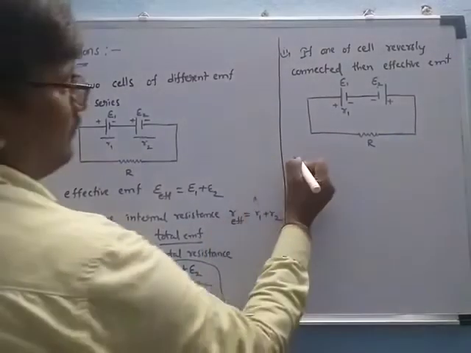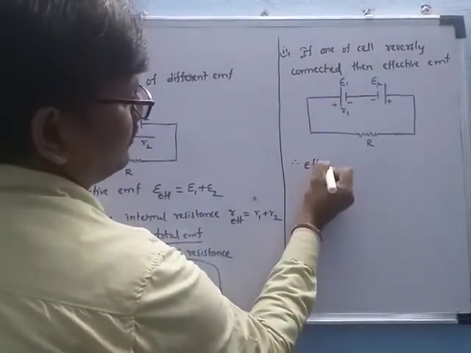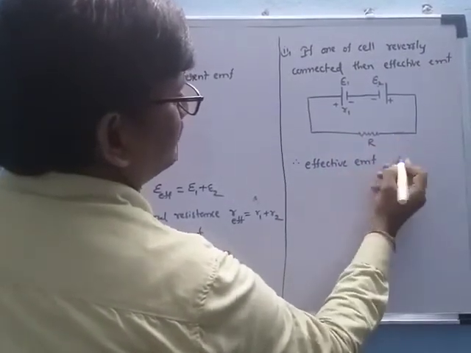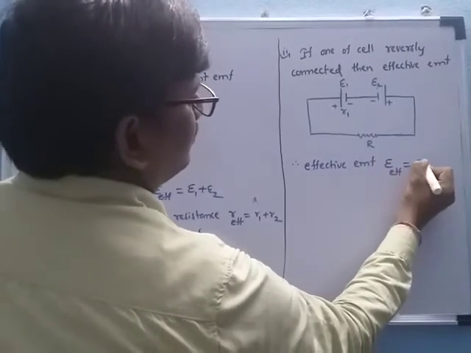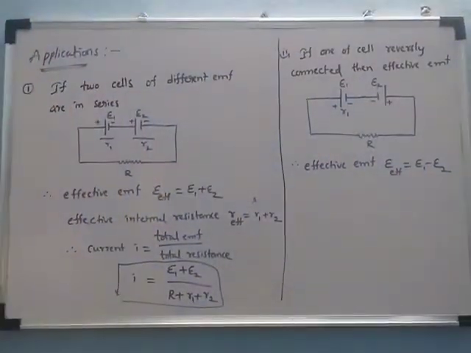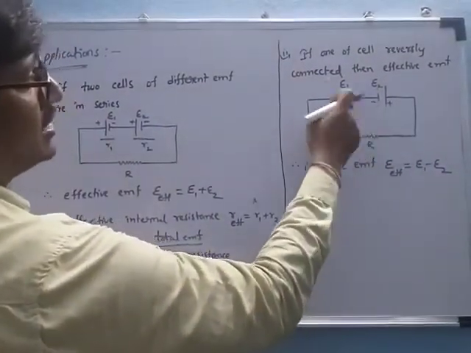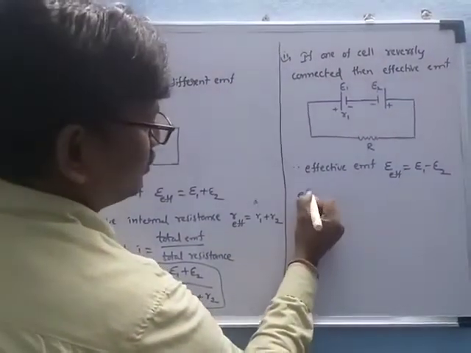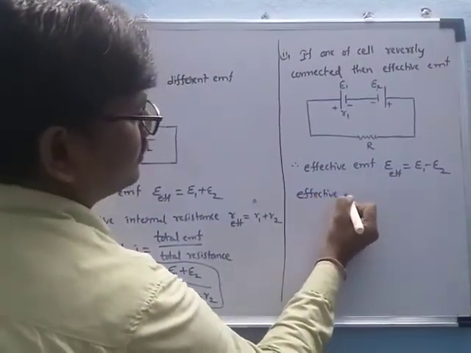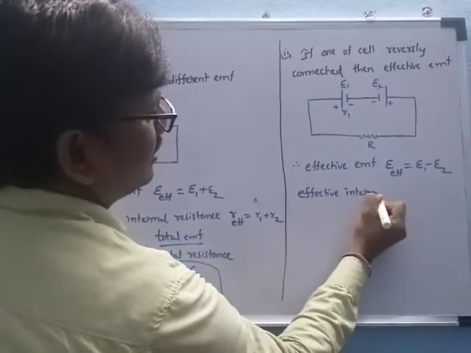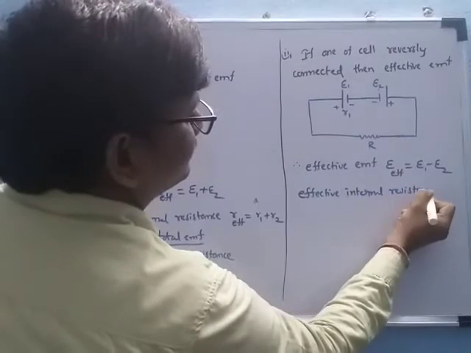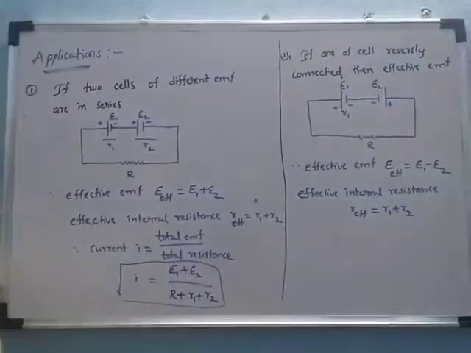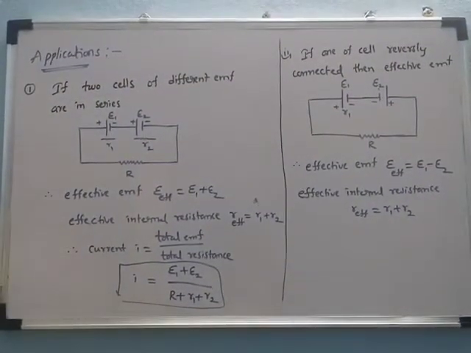Therefore the effective EMF is equal to E1 minus E2, because one is connected reversely, which is nothing but the minus. Then the effective internal resistance, r effective, is equal to r1 plus r2. The internal resistance does not change; it will be the same.